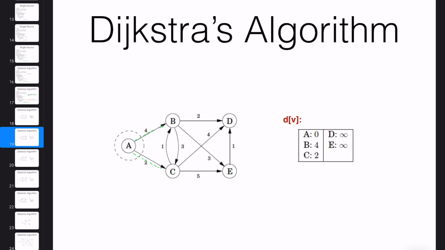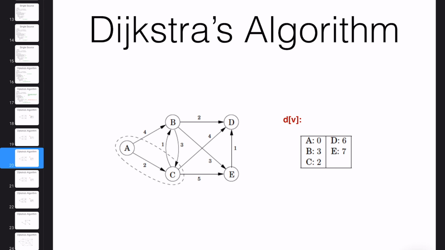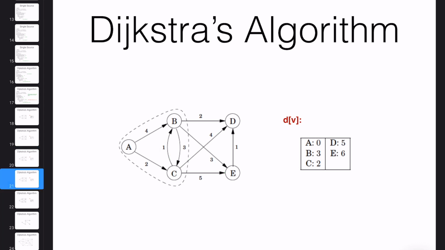And then you get the node with the minimum item. If you look at all the nodes D, E, B, and C, you will see that C is the minimum item. So the next node that will be visited is going to be C. From C, you will update the cost of B, the cost of D, and the cost of E. And then the next node will be B with the minimum cost. From B, you will update the cost of D and the cost of E as well.